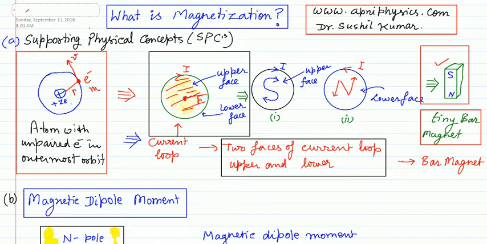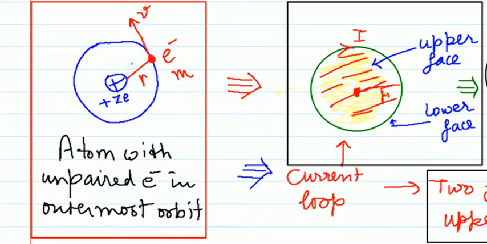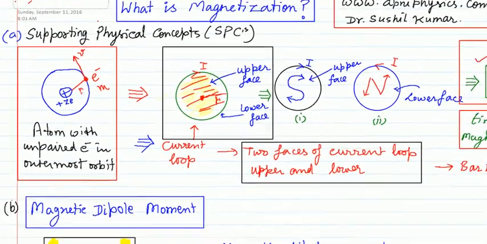So the first supporting physical concept to explain the magnetization. Take one atom which has one unpaired electron, like the hydrogen atom. The central part of the atom is the nucleus, represented with positive charge plus Ze. One electron is revolving around it with velocity v in anti-clockwise direction. The charge of the electron is e, mass m, and velocity v, r is the radial distance.